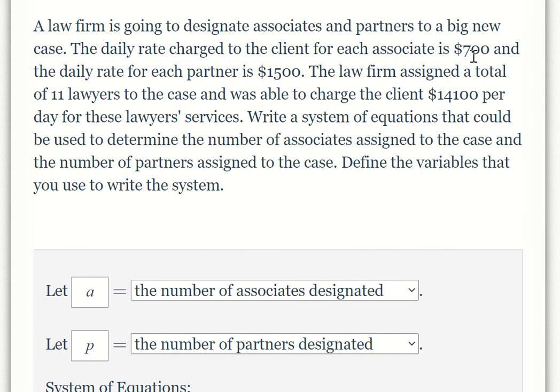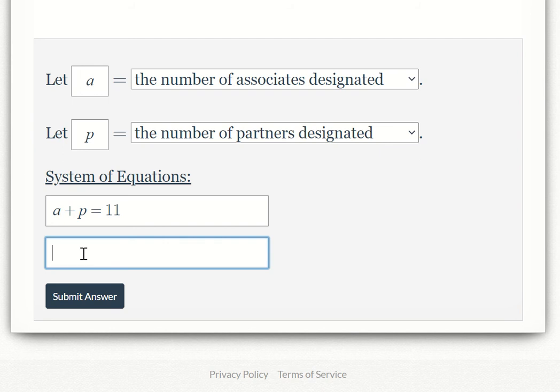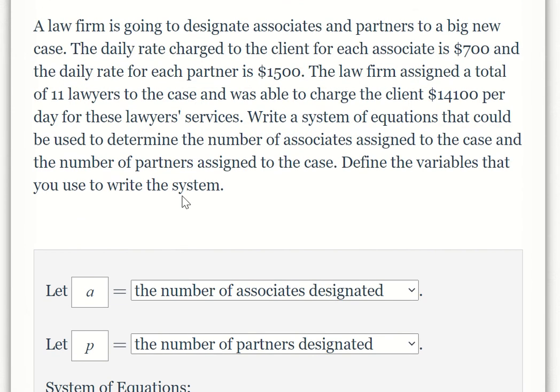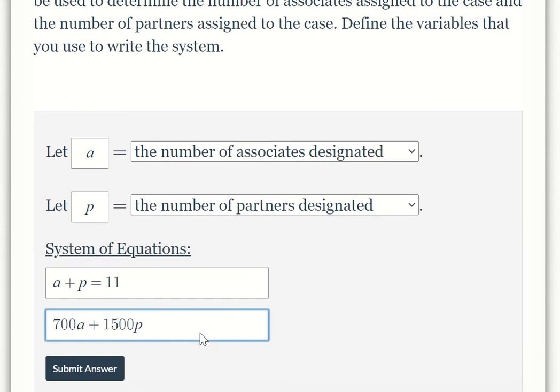The associates cost $700 a day and the partners cost $1,500 a day. So I can say $700 times A. So if I have one associate only, that's 700. If I have two, that would be 1400 per day. So this is the amount of money per day for all of the associates, plus 1500 P. That would be all the money per day for the partners in the firm. Was it 1500? Yep. And together that has to be $14,100.